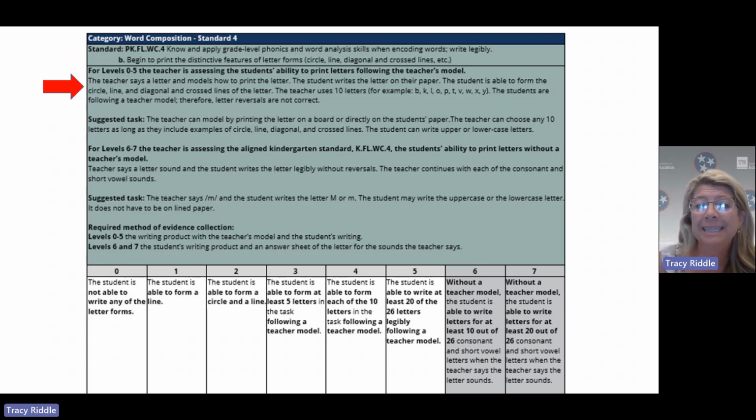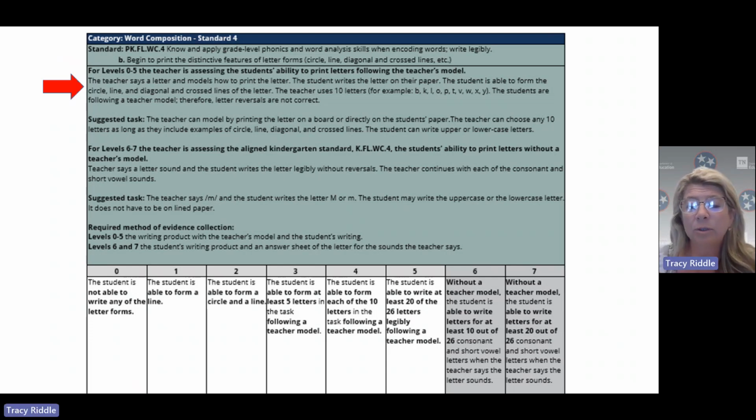The teacher should use 10 different letters. There is an example in the rubric for you to follow. These 10 letters include letters that have circles, lines, and diagonals, as well as cross lines. A teacher could use their own choice of letters as long as the letters they choose have examples of circles, lines, diagonals, and cross lines. The student should be able to follow the model and write the letter.